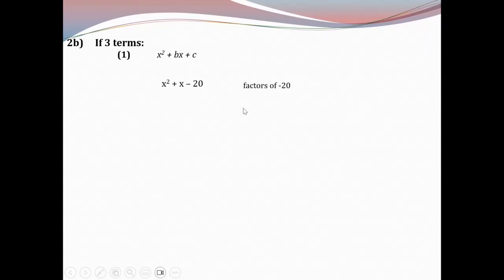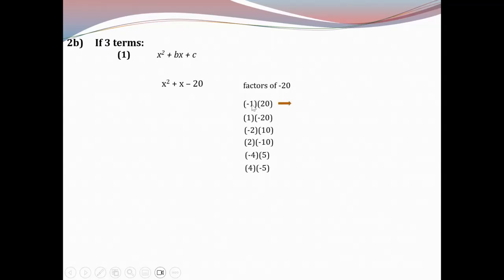Okay, now. So here, we're going to get the factors of negative 20. Again, this is the way the textbook explains it. How can we get negative 20? Negative 1 times 20. 1 times negative 20. Negative 2 times 10. 2 times negative 10. Negative 4 times 5, and 4 times negative 5.